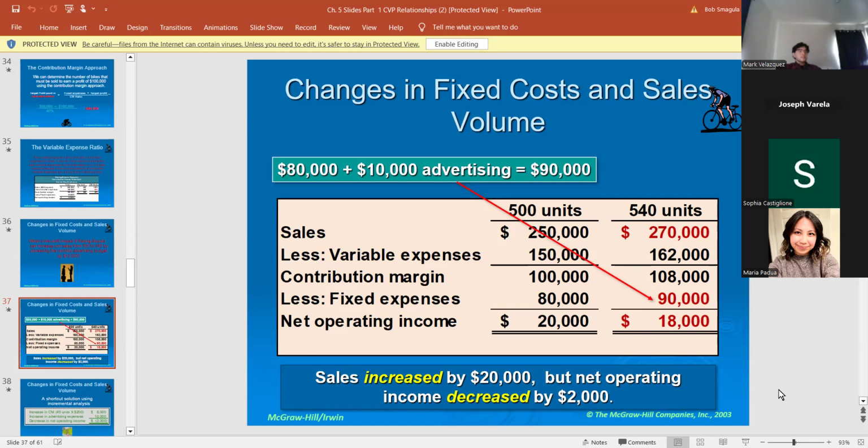Should we do this? Is this a good idea, you think? No, it's not a good idea. Our net income was 20, and now we're going to lower it by $2,000. This advertising didn't pay off. We ended up losing money. So we're going to go through a whole bunch of scenarios like this.